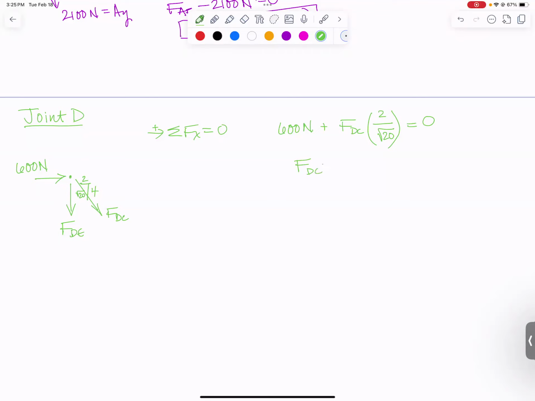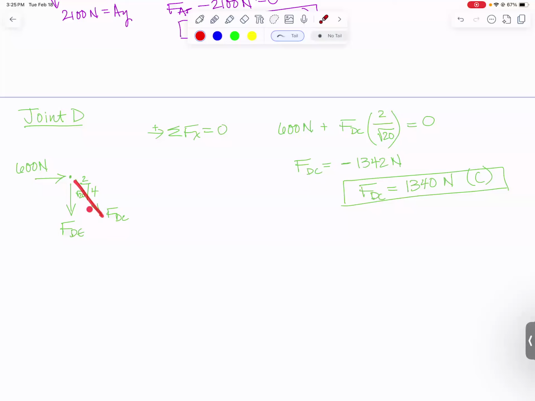Rearranging, we get that FDC comes out to be minus 1342 newtons. If we're rounding that to 3 sig figs and calling it our final answer, I would say that FDC is 1340 newtons in compression. The negative means I guessed the wrong direction. That member is not pulling on the pin. The member is pushing on the pin, and the pin is pushing on the member. So pushing in is compression.